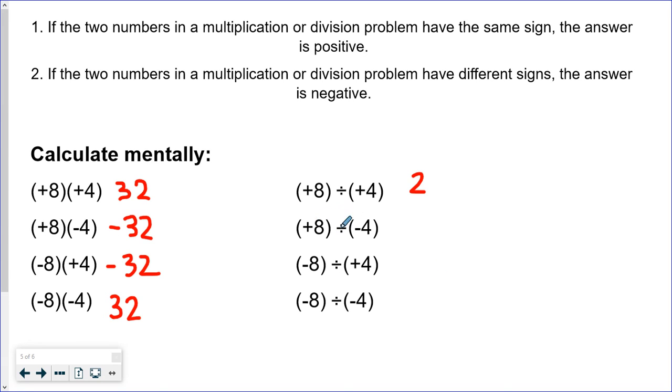This time I have 8 divided by a negative 4. Both of my signs are different. One's positive, one is negative. So if one's positive and one is negative, that means my answer has to be negative. So this would be a negative 2.